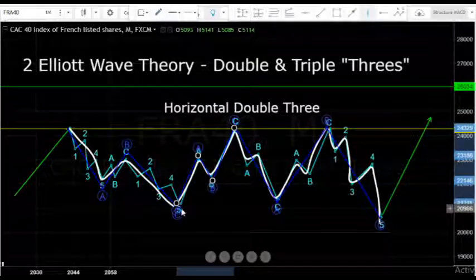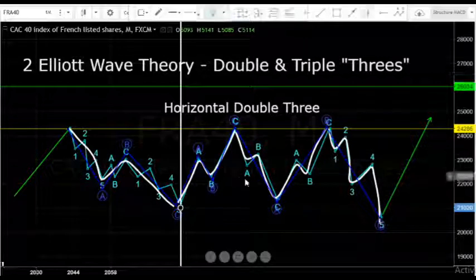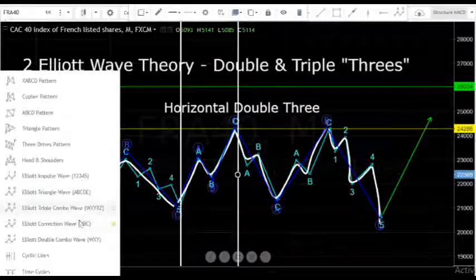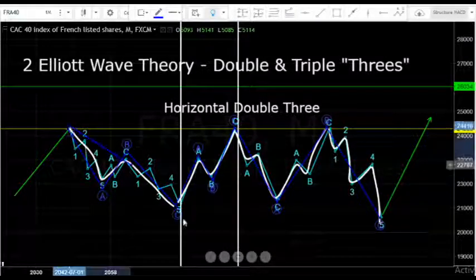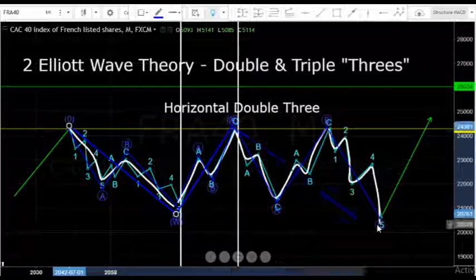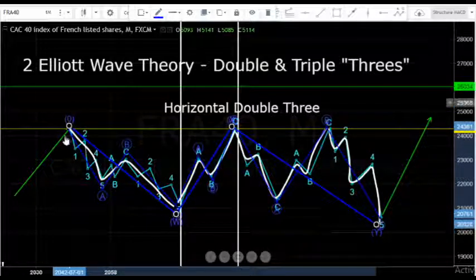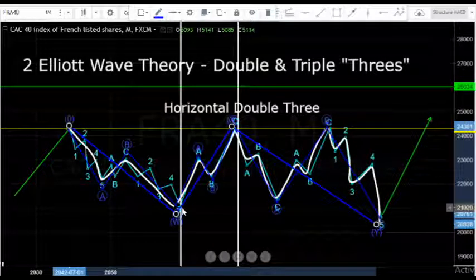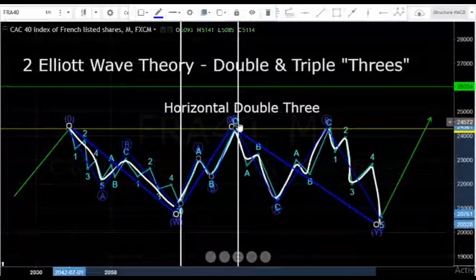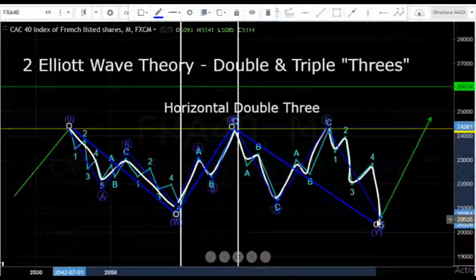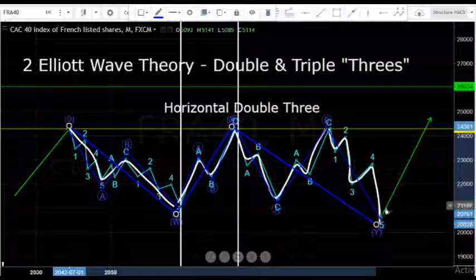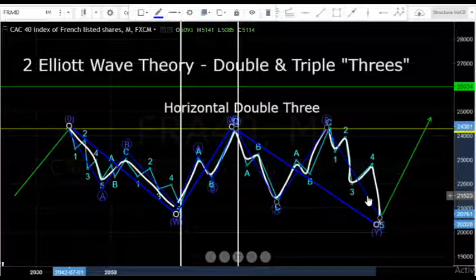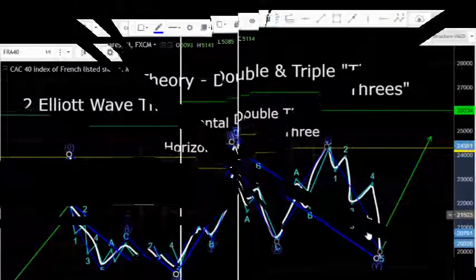So if we put in that and that, just to divide it up, we can see that we've got W, X, Y. So we can see how we took our initial complex structure and we've simplified it. So we have a 3, a connecting 3, and another 3, which gives us double. And if we had another X here and a triangle, for example, we would have a triple.